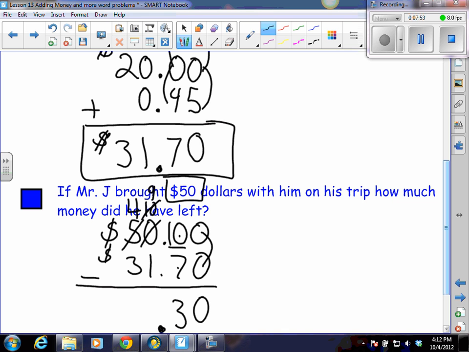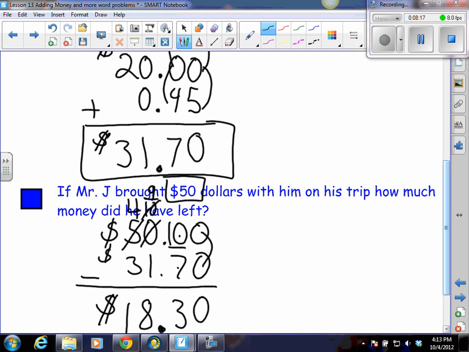Decimal place, of course, goes straight down. Now we got to go all the way up here to this 9 minus the 1. It's going to give us the 8. And then our 4 minus the 3 is going to give us the 1. And so Mr. J has $18.30 left over.